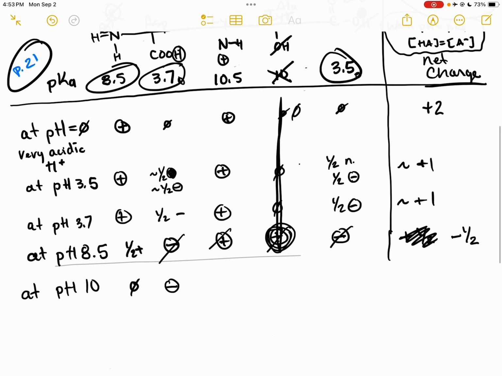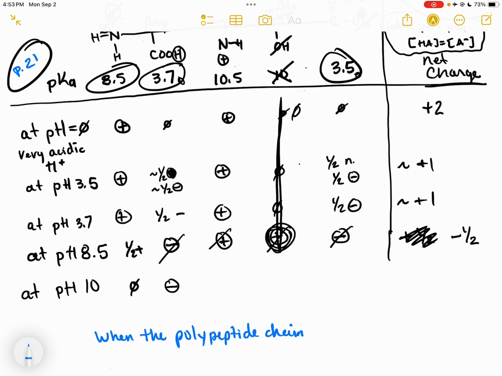So here's what you do with PI. Okay, when the polypeptide chain or the amino acid has a net 0 charge, all the positives and negatives cancel each other out, then the pH equals the PI. The PI is the pH when the polypeptide chain has a net 0 charge.